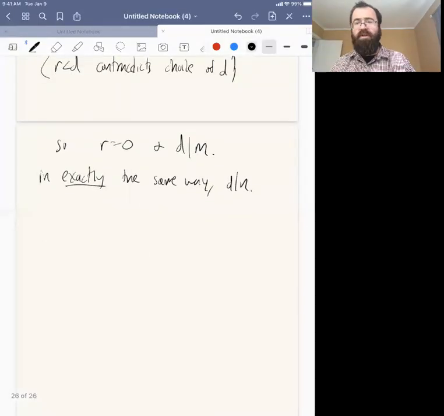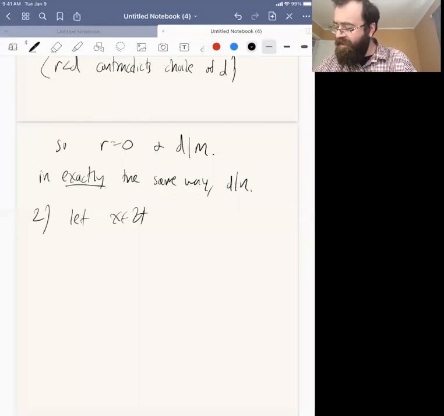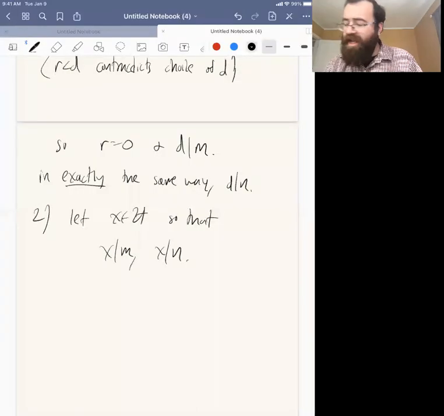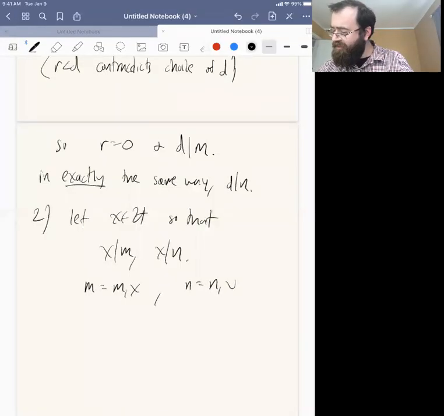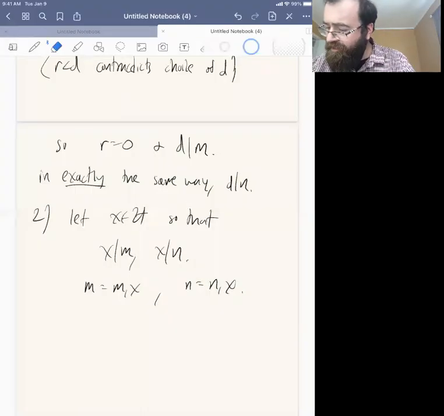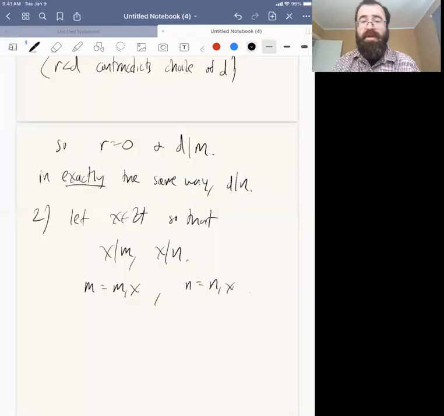piece of the puzzle. Now, part two, let X be in Z so that X divides M, X divides N. Then we need to check that X also divides into D. Okay, so let's write M is M1X, N is N1X. Okay, highly possible, right? I mean, what does it mean for one thing to divide another? It means exactly that you can do this. M is M1X, N is N1X, right?